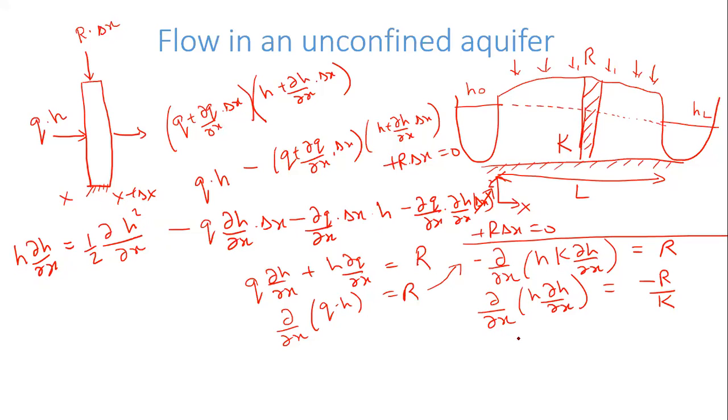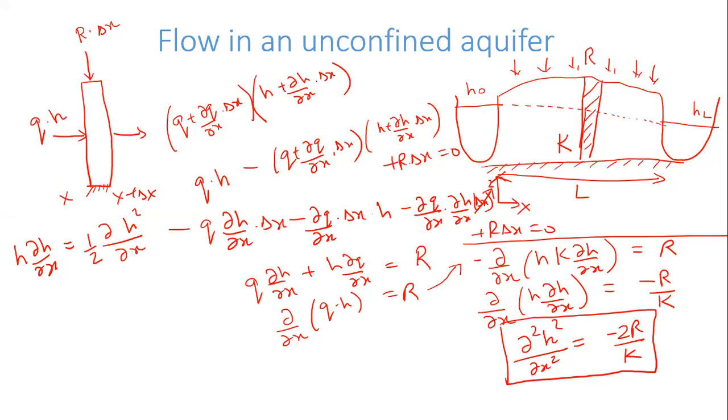So now kindly bear with me. It will be ∂ square h square by ∂x square equal to minus 2R by K. So this is the governing equation for head in an unconfined aquifer under steady flow conditions with two rivers on both sides, with varying levels, right?